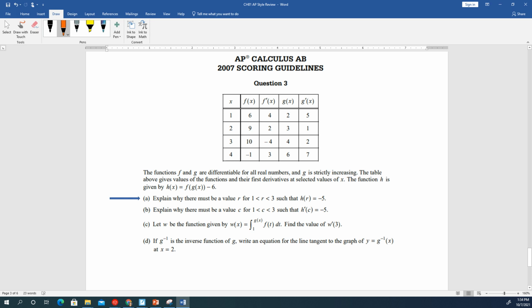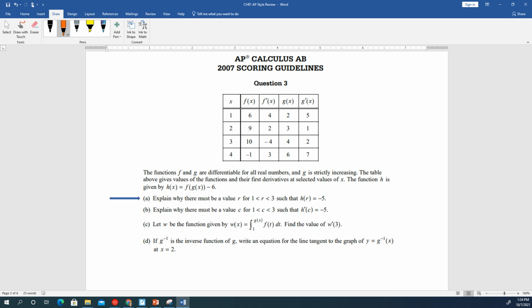2007, question 3. So again, another no calculator one. The functions f and g are differentiable for all real numbers, and g is strictly increasing. The table above gives values for the functions and their first derivatives at selected values of x. The function h is given by a composite function: h of x is f of g of x minus 6. Part A: explain why there must be a value r between 1 and 3 such that h of r is negative 5. Okay, this is an intermediate value theorem one.